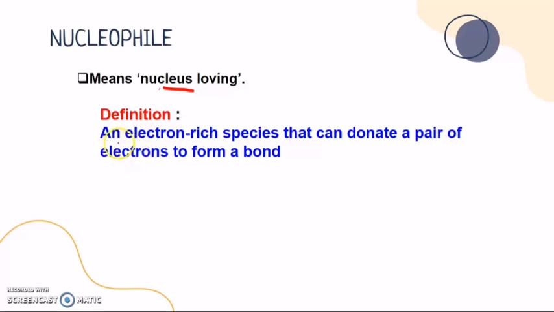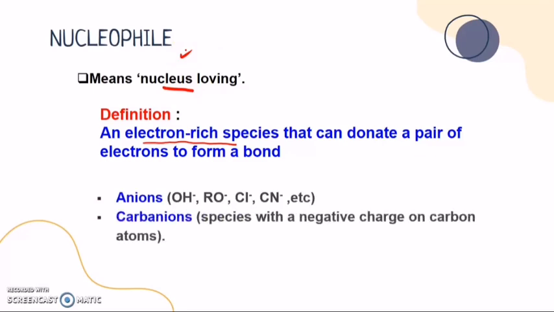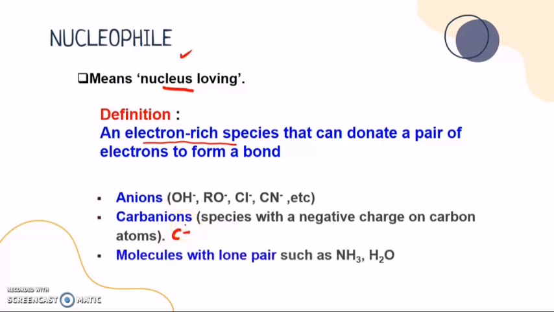as a definition, it is an electron-rich species that can donate a pair of electrons to form a bond. Electron-rich is a species that is rich in electrons and will be attracted to the nucleus, so it is a nucleophile. So this is an example of nucleophile: anions, species with negative charge, carbanions, carbon with negative charge from heterolytic cleavage, and molecules with lone pairs such as ammonia and H2O. They can also act as nucleophiles.